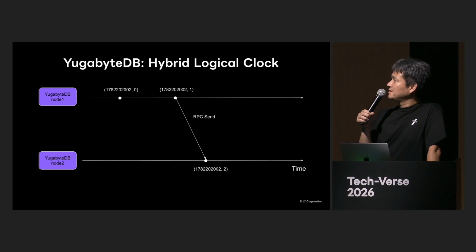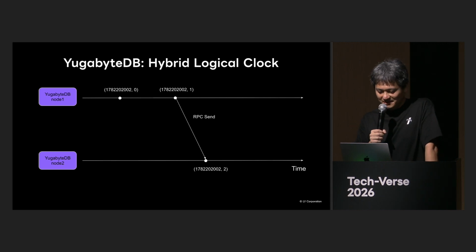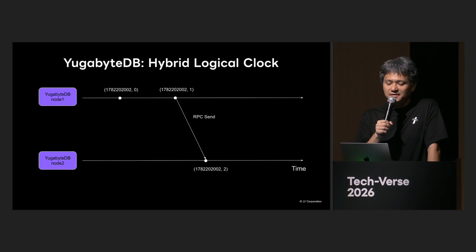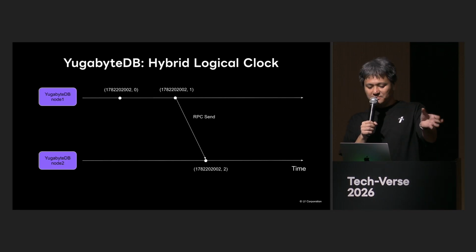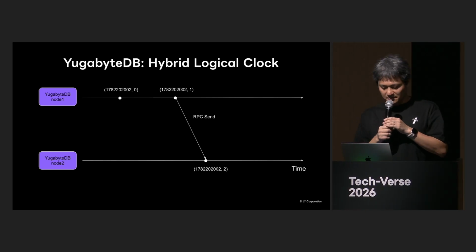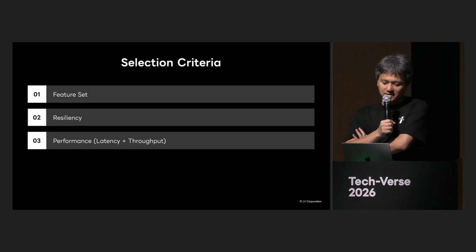In the case of YugabyteDB, it's not that style. It is called a hybrid logical clock. When communicating between nodes, it is incremented. It's like a combination of a logical clock and a physical clock. Why this works is quite intuitive. The point here is that YugabyteDB, on the other hand, does not rely on a centralized component like a timestamp oracle.